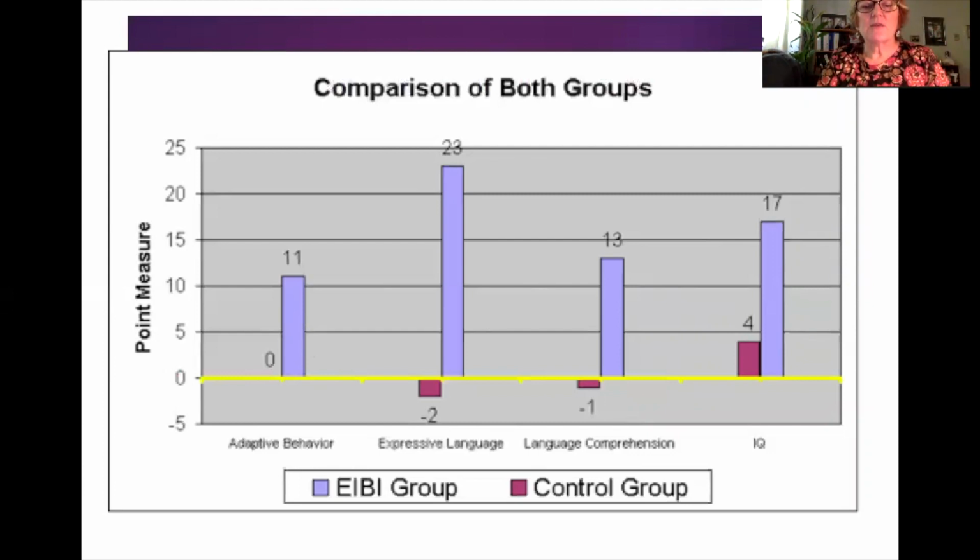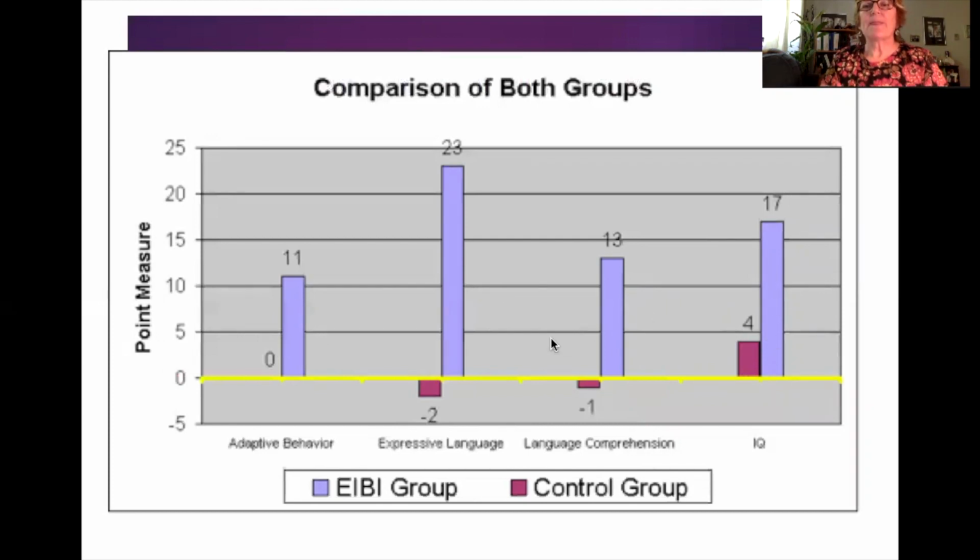In expressive language, the control group actually got further behind their peers. So the gap started getting larger, whereas the EIBI group or ABA group, the gap got closed up with expressive language. And then language comprehension, same thing. And then with IQ, the general education group did make gains. They did learn things, but the EIBI group definitely learned a lot more.